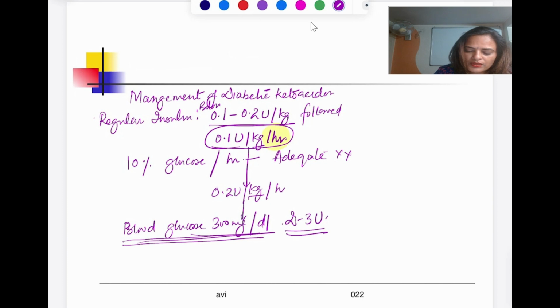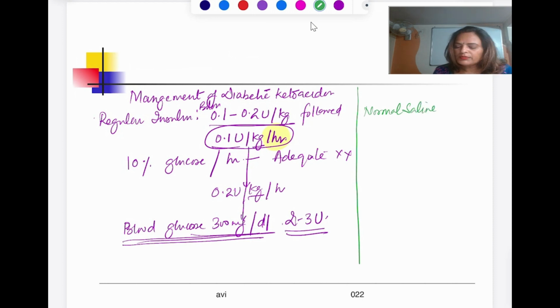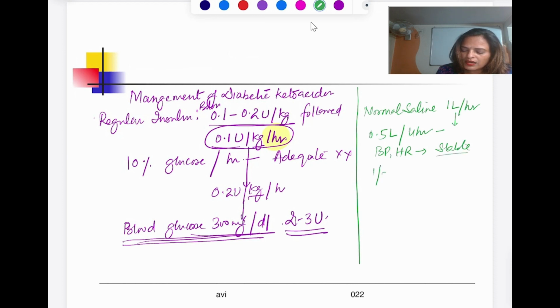Now the second important thing we are going to give the patient: it is very important to correct the dehydration. Okay, so to correct the dehydration we are going to give normal saline. Normal saline 1 liter per hour, and decrease it progressively to 0.5 liter every 4 hours till your blood pressure and heart rate are stable, and then make it half normal saline.